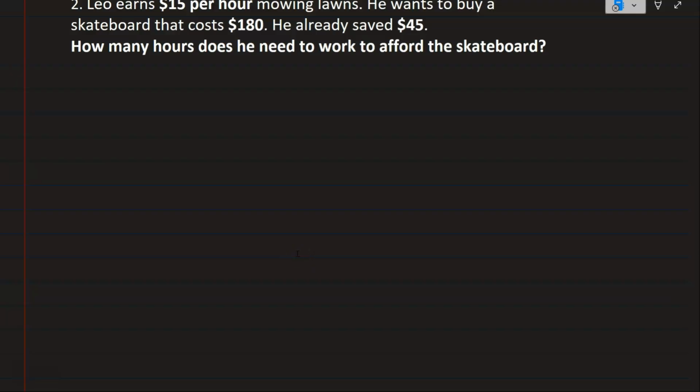Leo earns $15 per hour mowing lawns. He wants to buy a skateboard that costs $180. He already has $45 saved. How many hours does he need to work to afford this skateboard? Okay, let's go through that. Well, first of all, he's got $45 saving, which is great. And the cost is $180. So let's figure out how much he needs. So first, $180, subtract away the $45 from it, and that would be $135. That's how much he needs.